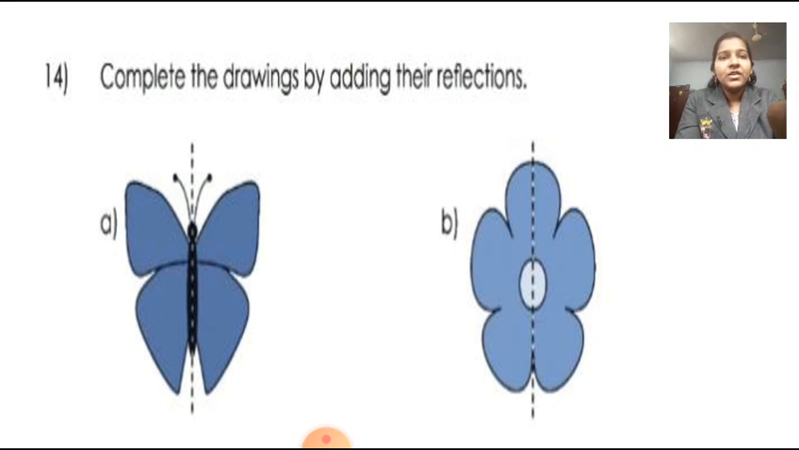Okay. Now the next question, complete the drawings by adding their reflections. One part of this butterfly is given in your workbook. So the next part you can fill exactly like the left side. Okay, children, do that. Now in the B part question, the half portion of a flower is given. So the next half, the right half, you can complete like this. Okay, do this.